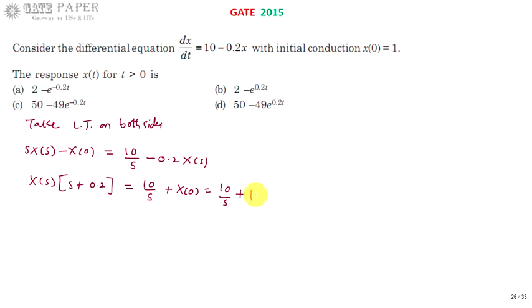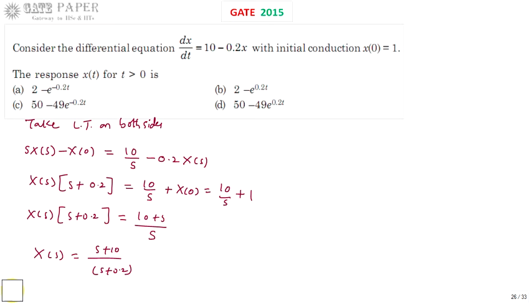So X(s) times (s + 0.2) is equal to (10 + s)/s. So X(s) can be written as (s + 10) divided by s times (s + 0.2). You may get confused, so I am writing it as s times (s + 0.2). Now you have to take partial fractions to get X(s), then take the inverse Laplace transform to get x(t).